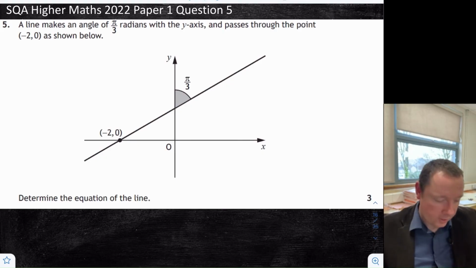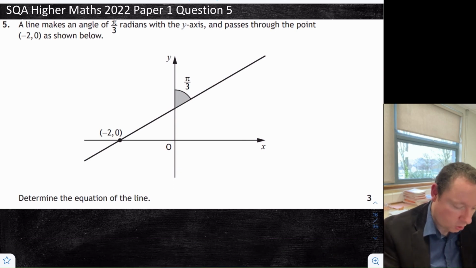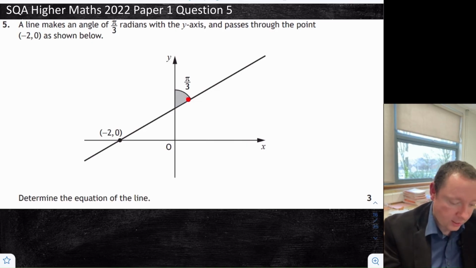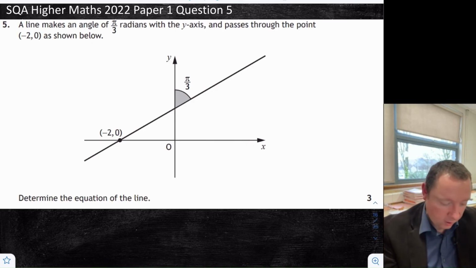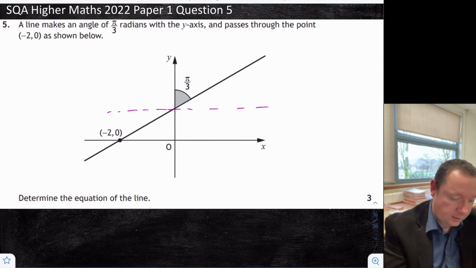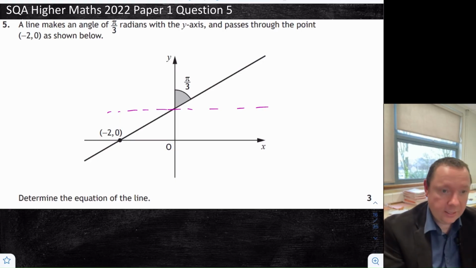Question 5, a line makes an angle of pi over 3 radians with the y-axis and passes through (minus 2, 0) as shown. Determine the equation of the line. Well, with the y-axis, that's not what gradient equals tan theta. It's the positive direction of the x-axis, so I'm going to have to get this one here. If you imagine I drew a little line here, these two angles would add up to 90. Well, pi over 3 is 60, so working in angles if you want, you would get 30 degrees.